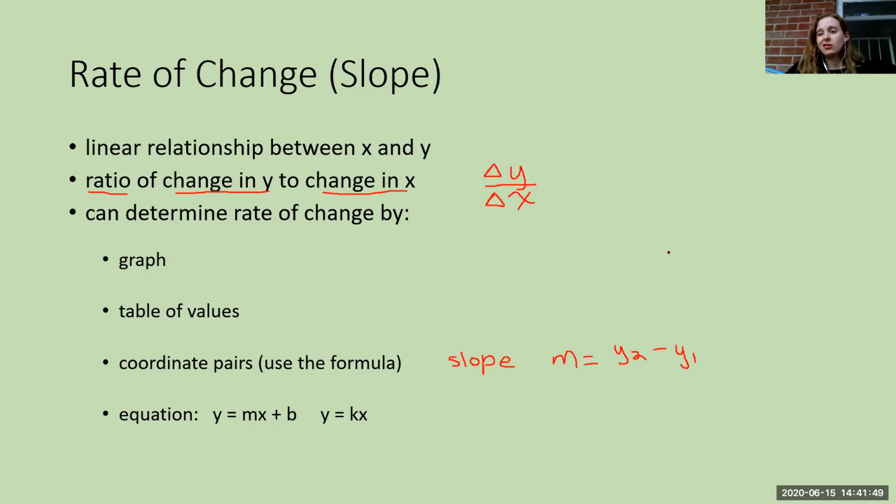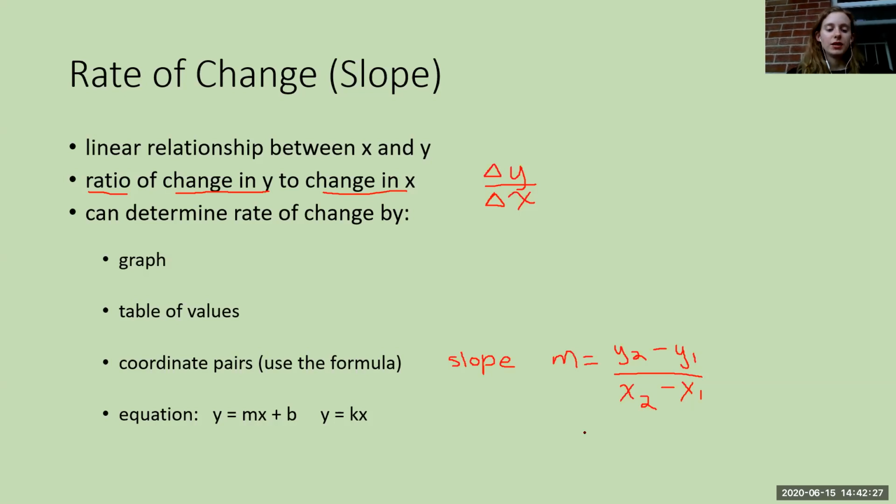Well, how do you calculate change? You do it by subtracting. So this is saying subtract your 2 y values over x2 minus x1. So that's telling you to subtract your 2 x values. So this formula isn't really telling us anything we didn't already talk about. It's telling us to determine the change in y compared to the change in x. So if we're given 2 points or 2 coordinate pairs, that's the most straightforward way of calculating slope.